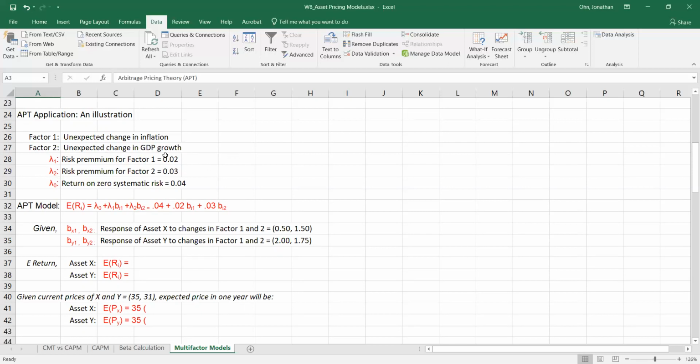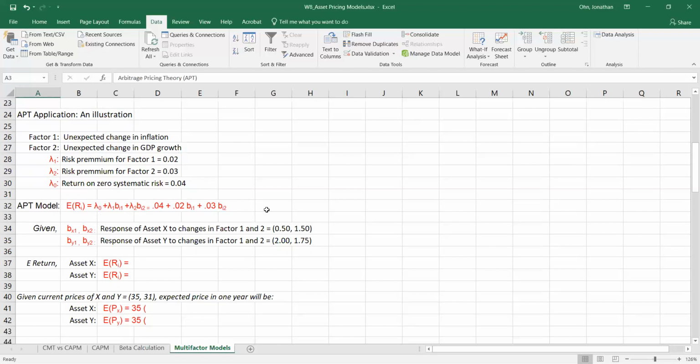All right, so we have these two risk premiums, and this is the return on zero systematic risk. I told you this one is comparable to the risk-free rate of return, 4%. So if you put this together in the APT model, it is 0.04 plus 0.02 B1 plus 0.03 B2. That is the APT model. Okay, it's easy, straightforward, right?